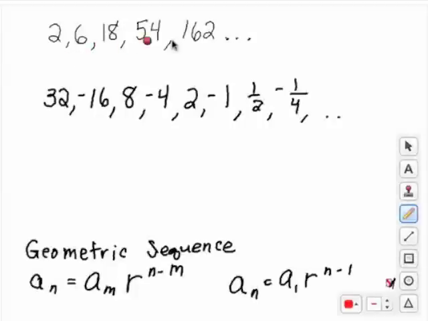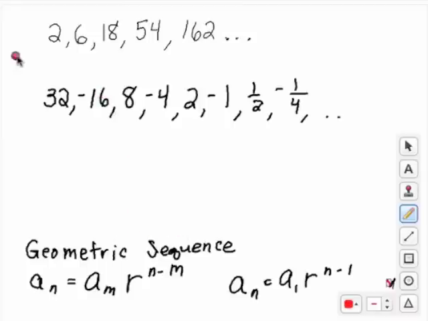When you have a set of numbers, and you can see they follow a pattern of multiplication or division, then we call that a geometric sequence. And the division one can be written as multiplication, that's why we group those together. We call these geometric sequences.